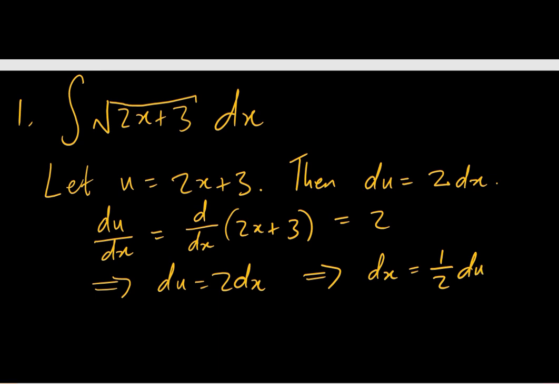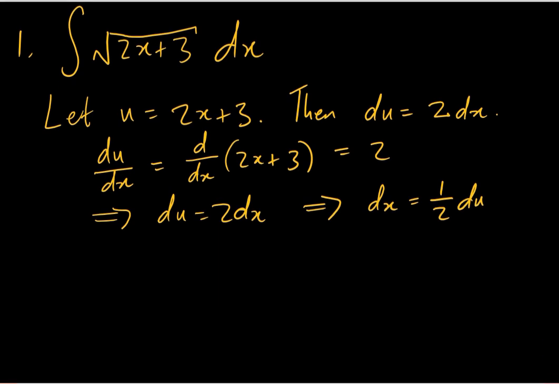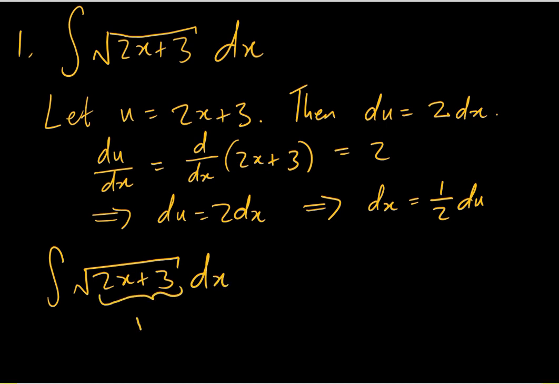Now why are we doing this? The reason we do this is because now our integral, I'll rewrite it here, the integral of the square root of 2x plus 3 dx, has the 2x plus 3 as a u, and the dx as a half du. So our integral now becomes the integral of the square root of u times a half du.